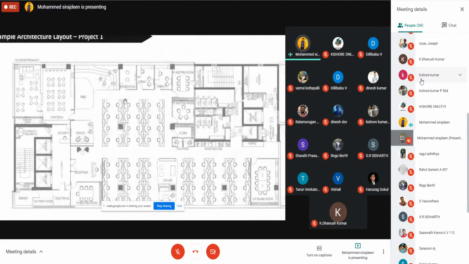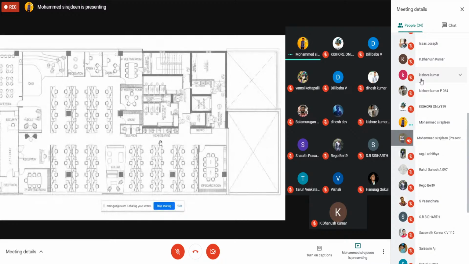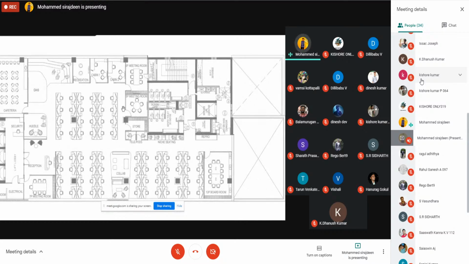Before that, as explained by Ms. Vishali, we need to do a proper heat load calculation. As explained by Mr. Regu, we need to do proper equipment selection. Continuing from there, we are here. So we have done our heat load calculation and our equipment selection, everything. Now we are going to do the ducting calculation.